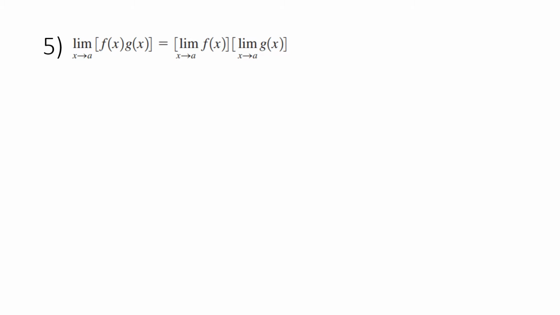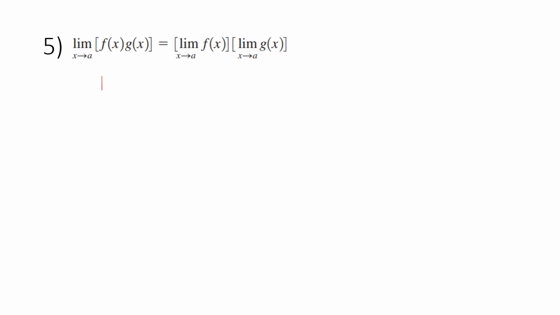The only different thing is, instead of having plus or minus in between them, we have the times sign, which is not visible, but it's times. So you have two different functions that are multiplied by each other, and then you have the limit as x approaches a. You can again distribute the limits into these functions and then multiply them later.